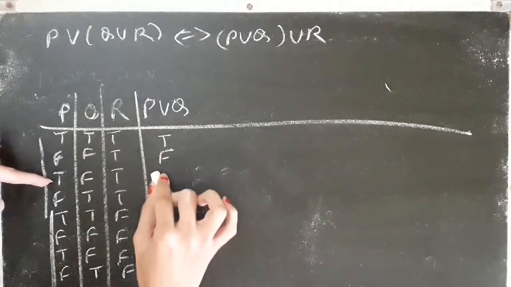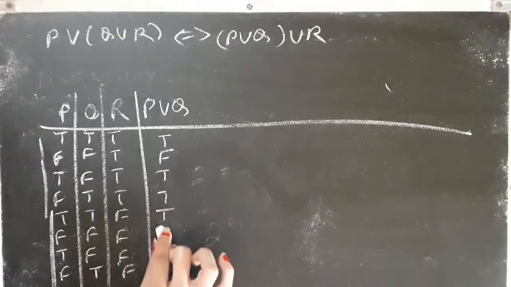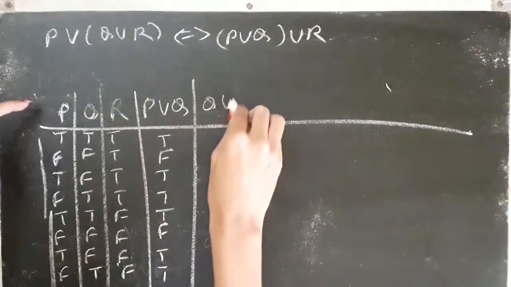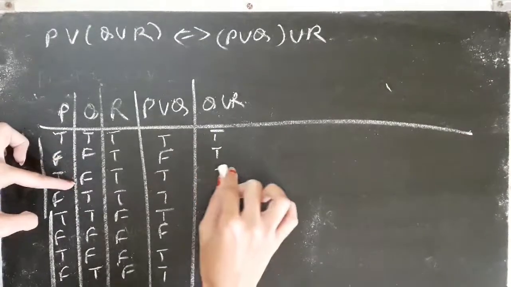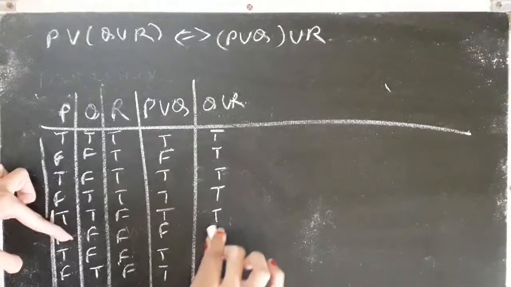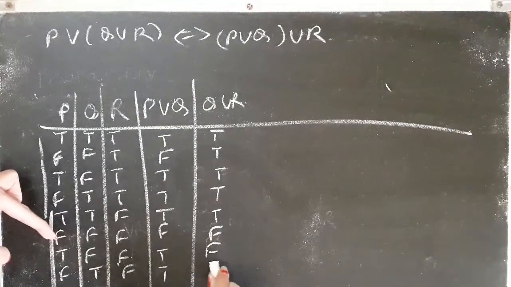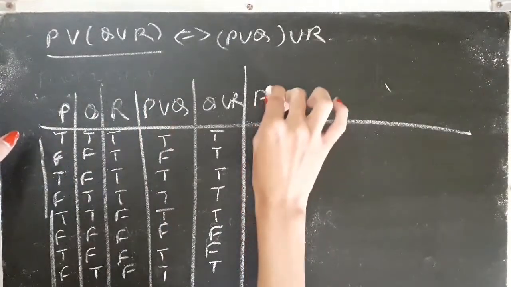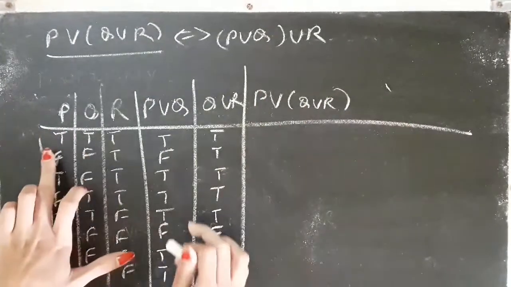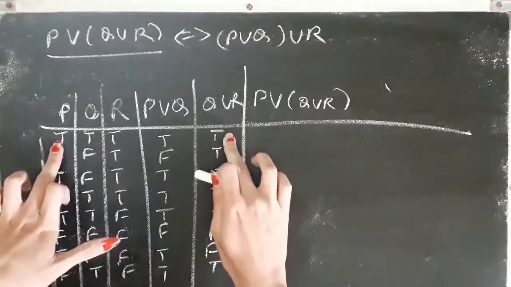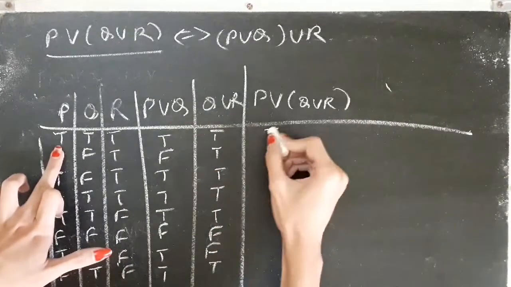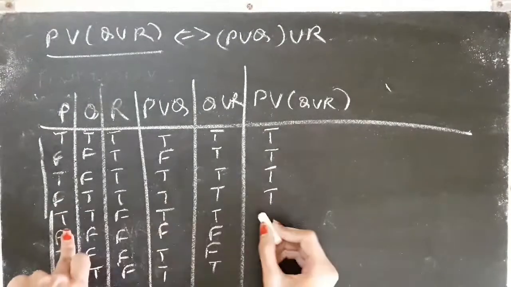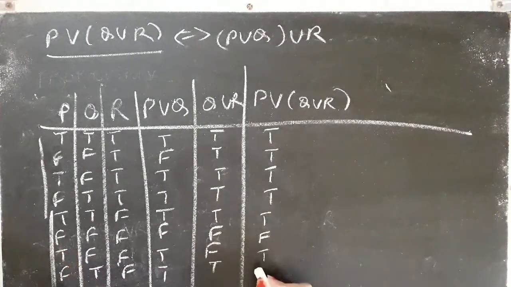True, both of them are false, one of them is true, true together, false together, one is true. Now what is Q or R? True together, one is true, one is true, true together, one is true, false together, again false together, and one of them is true. Now we need this statement, which is P or Q or R. That means we need to consider this table and this one. They are true together, one of them is true, true together, one is true, again they are true together, false together, one of them is true and one of them is true.